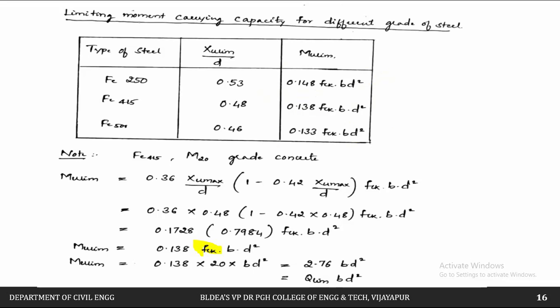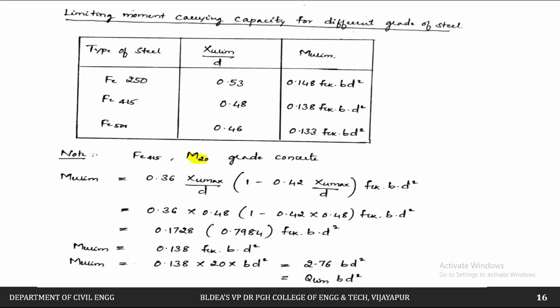Further, if you want to simplify more, if you take M20 grade of concrete, you can substitute fck as 20 here. So if you simplify, you get 0.138 multiplied by 20, which gives 2.76. This term depends on the section, b d square. So 2.76 b d square. Instead of this 2.76, you can take it as Q limiting. So it will be Q limiting b d square.